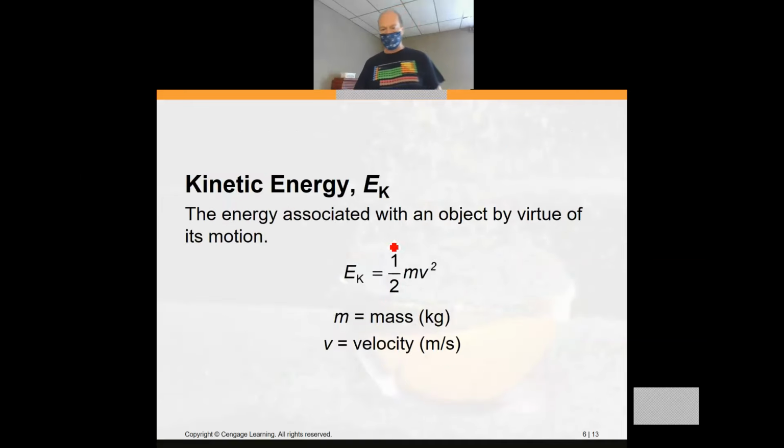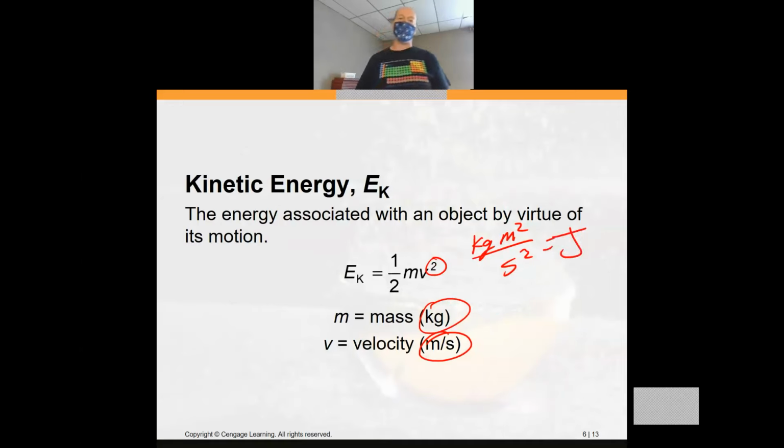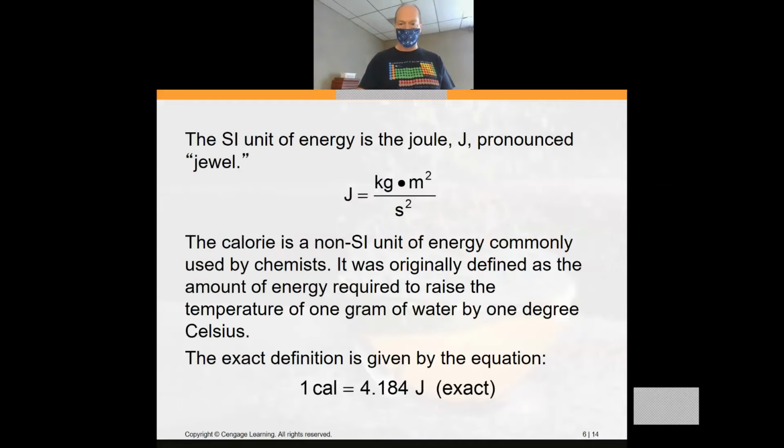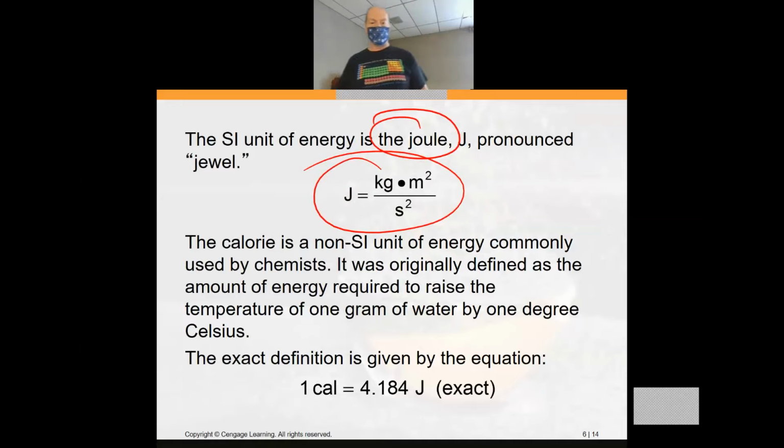All right, so again, remember you have to have the SI units. Mass has to be kilogram, velocity meters per second. And remember always that it is kilogram meter squared per second squared, because you have to square the velocity. You need to know that that is the SI unit for energy, which is the joule. That is the only unit for energy. Well, we're going to talk about calories, but we almost exclusively work with joules. The joule is J, kilogram meter squared per second squared.